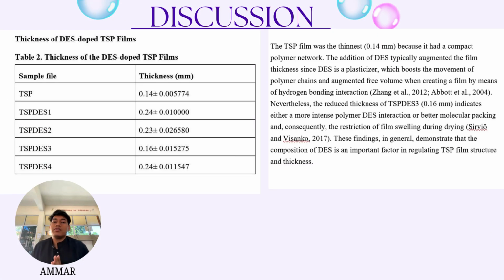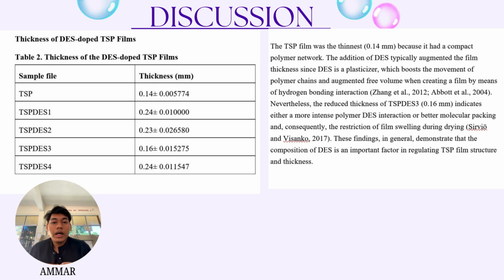And then the second one is we use a micrometer screw gauge to measure the thickness of our DES-doped TSP film. So you can see here for the pure TSP film, the thickness is 0.14 mm plus minus 0.005774, and then TSP DS1 is 0.24, TSP DS2 0.23, TSP DS3 0.16, and the last one, TSP DS4, is 0.24. So we can see here the thickness also increases as the weight percentage of DES increases. That's why the brittleness is reduced, and it becomes more flexible and stronger.